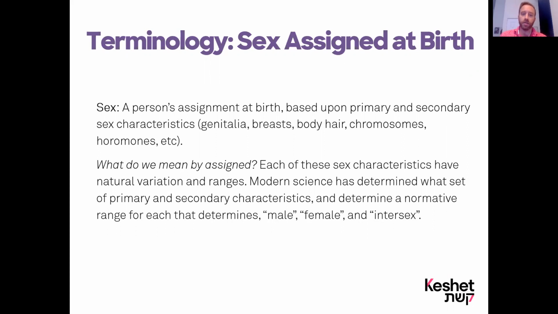So sex is a person's assignment at birth based upon primary and secondary sex characteristics, i.e. genitalia, breasts, body hair, chromosomes, hormones, etc. But what we mean by assigned is that each of these characteristics have a natural variation and range in all sorts of different types of bodies, independent of what we as humans have categorized as male and female. Modern science has determined what set of primary and secondary sex characteristics and the range of various other traits then determine what it means to be male, female, and intersex.